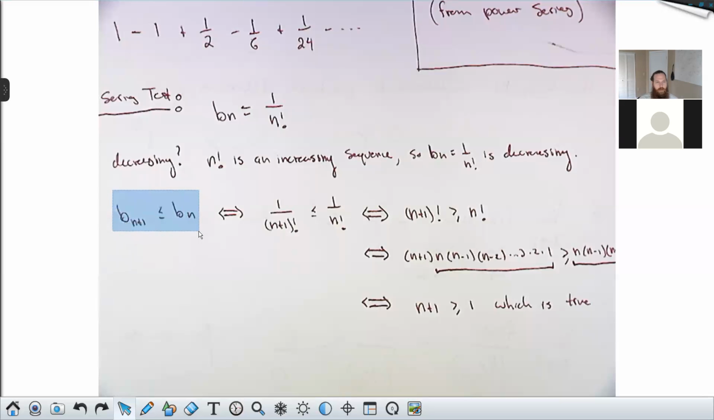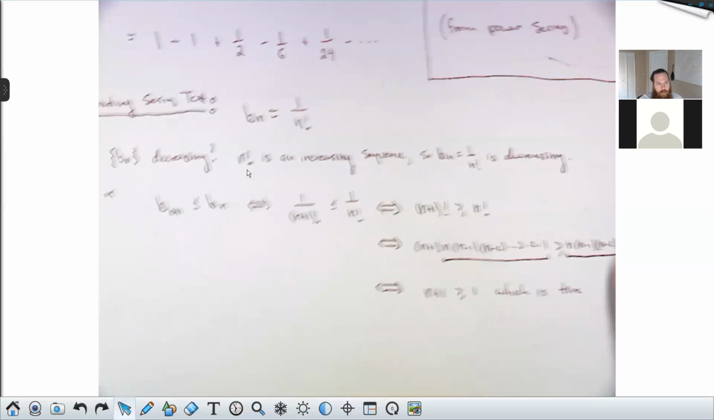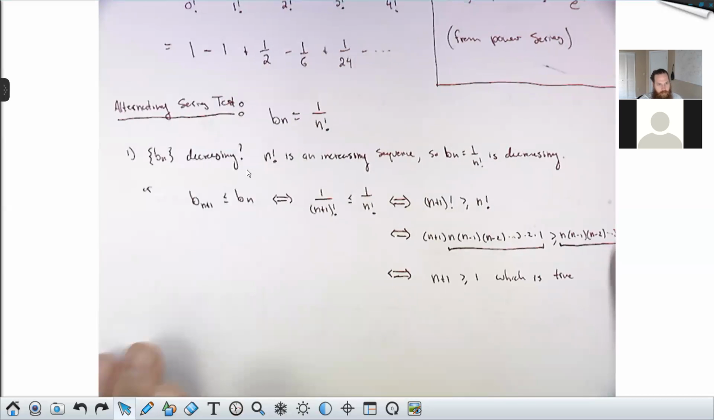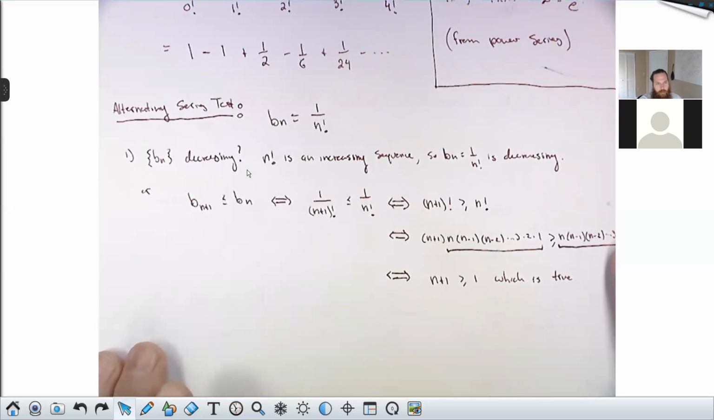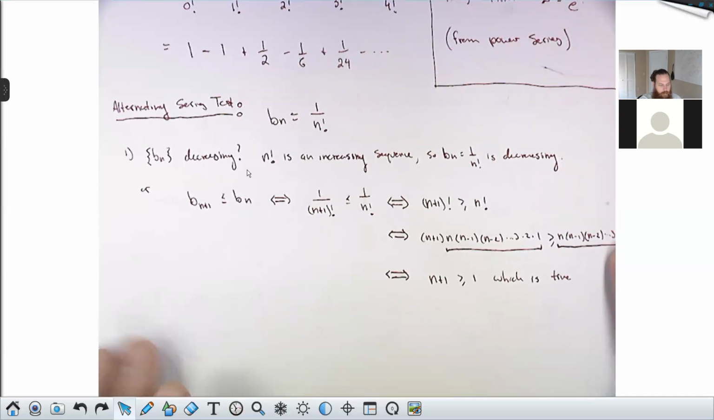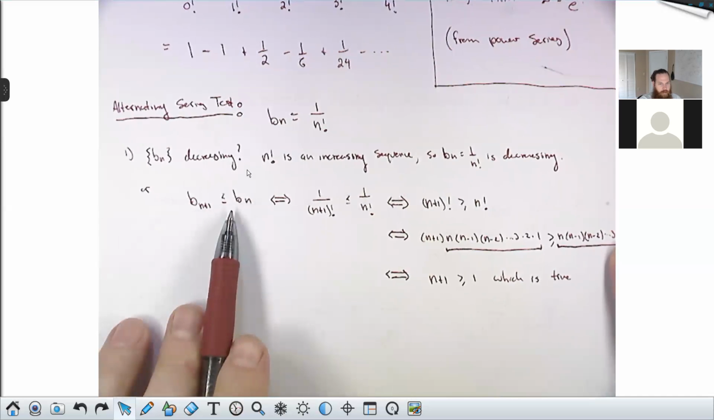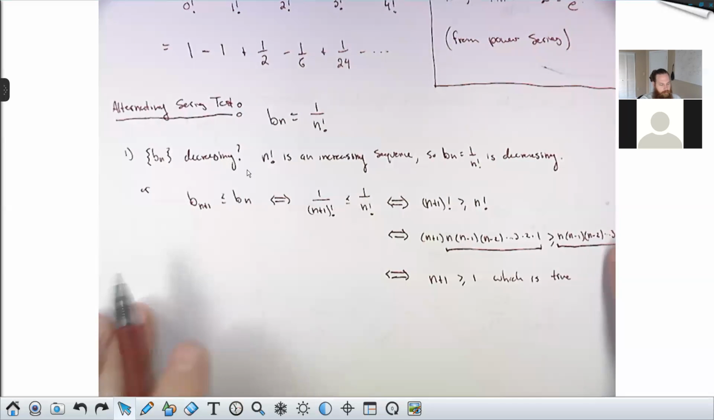So you can prove this inequality is true for all n, or you can say that your sequence is the reciprocal of an increasing sequence, or you can take the derivative of the Bn and show that the derivative is always negative. Those are your three ways to show that a sequence is decreasing. In any case, this sequence is decreasing, right? It is both the reciprocal of an increasing sequence, and we can show algebraically that the sequence is decreasing.